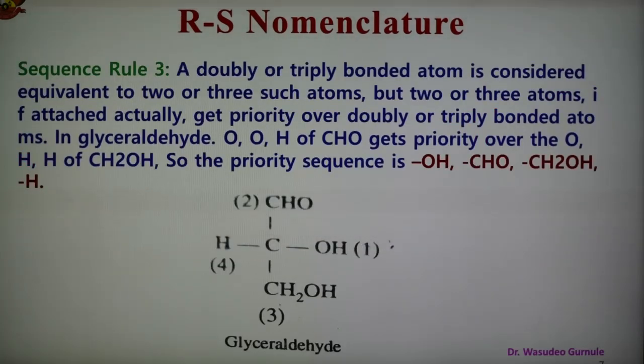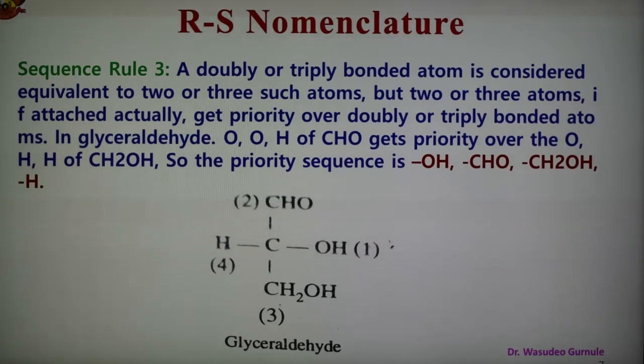Now there is also another sequence rule, number 3. According to rule number 3, a doubly or triply bonded atom is considered equivalent to 2 or 3 such atoms, but 2 or 3 atoms if attached actually get priority over doubly or triply bonded atoms.